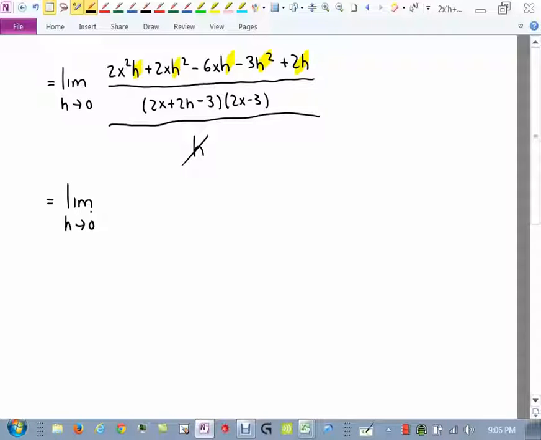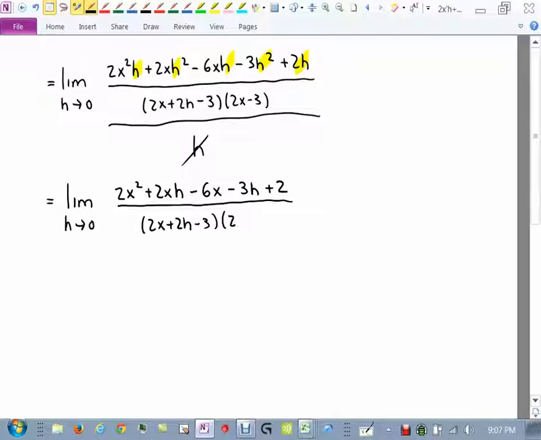I'm getting distracted. So when we cancel an h, we get 2x squared plus 2xh minus 6x minus 3h plus 2 all over our common denominator, 2x plus 2h minus 3, and then 2x minus 3 here. So the h went away on the bottom. And now finally we can let h go to 0. So when we let h go to 0, certain terms will vanish. This term's gone, this term's gone, this term is gone.